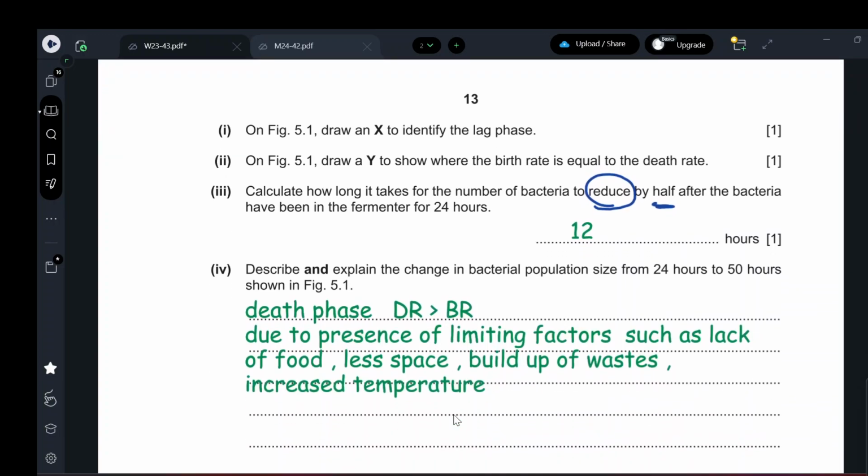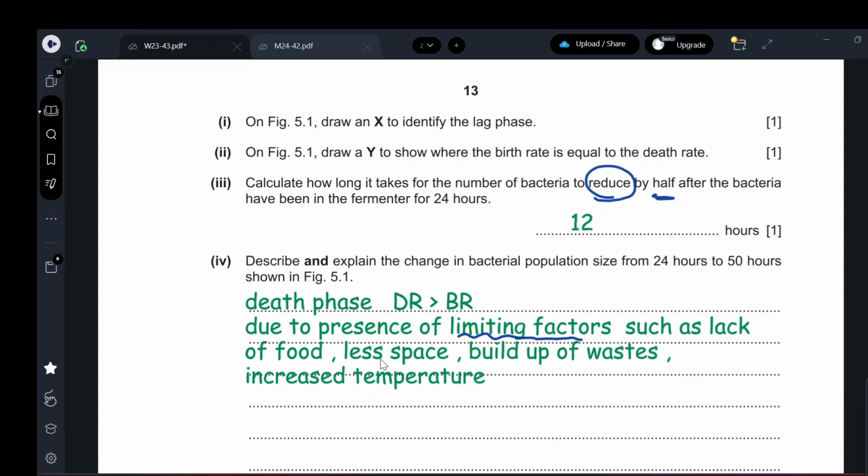So what's the explanation? Why did it decrease? Because of the limiting factors. You will give him examples of limiting factors. For example, less space, less food, wastes will build up, less oxygen, oxygen is used up, increased temperature, which kills the bacteria. Anything that will cause death.